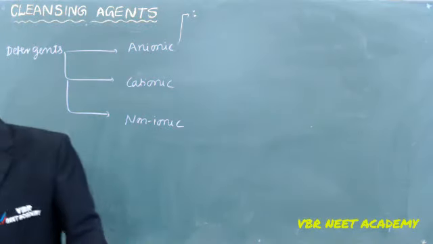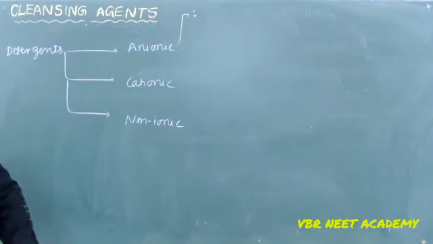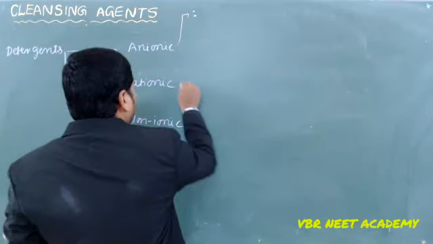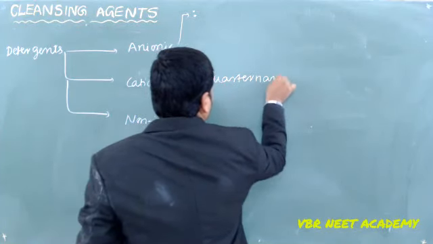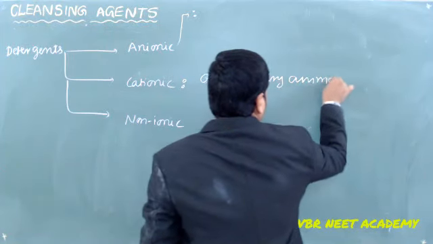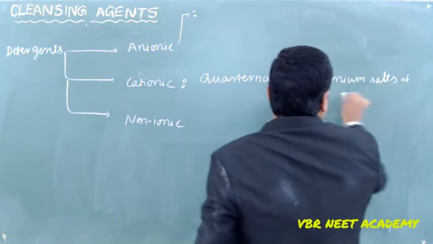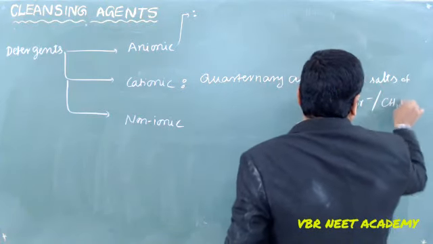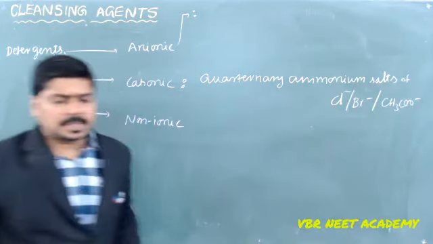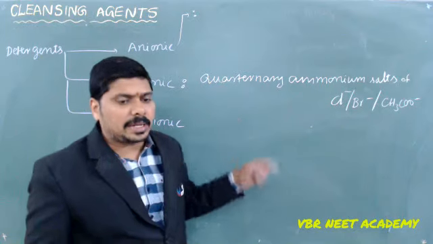Next one, when we are going to take cationic detergents. The cationic detergents are usually quaternary ammonium salts. They can be present with an anionic part, but the cation is bigger now, so that's why they are called cationic detergents.